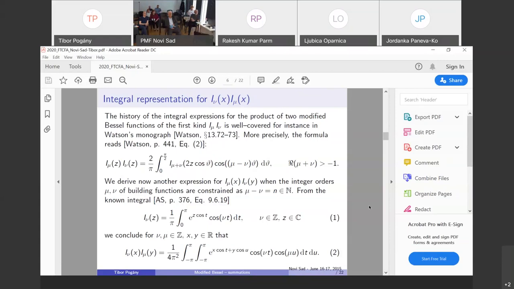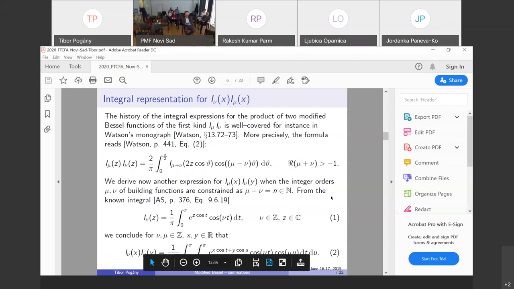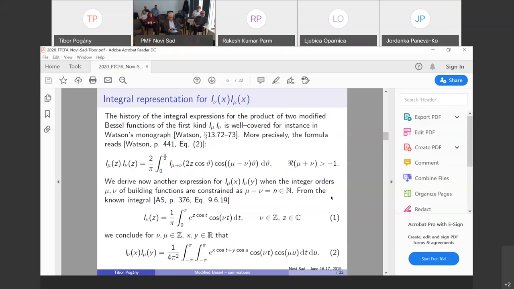There are also some product formulas for Bessel functions of the first kind, J. But now we have completed that with some summation results. The first formula of that kind we picked up from the famous Watson monograph. You can see it is a product of two modified Bessel functions with different arguments. It is nothing else than the integral of a modified Bessel function where the arguments are just added. Mu plus nu is now the new order of that integrand function.